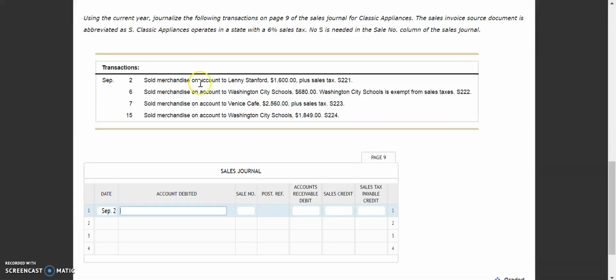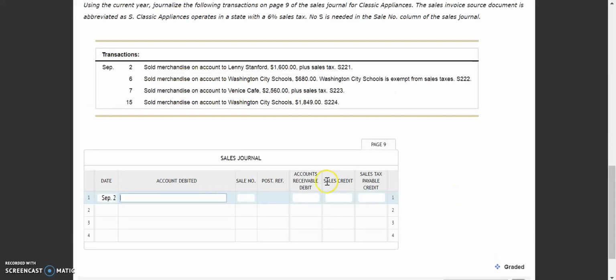And it says we sold merchandise on account. Remember, that's important. All of these are going to be on account because we only have one journal, which is our sales journal. But remember, eventually you will have all 5 journals, and you'll need to remember that when you sell merchandise on account, it goes in your sales journal. So our account debited is for Lenny Stanford. So we're going to put Lenny in here. Our sales number is 221.